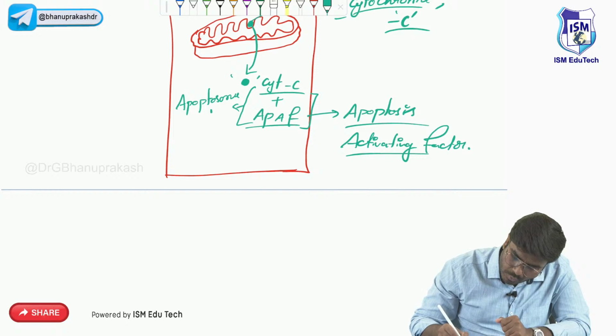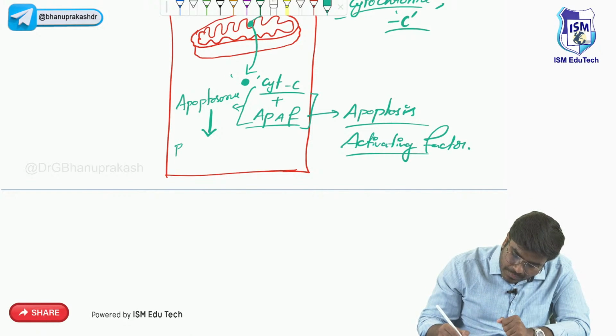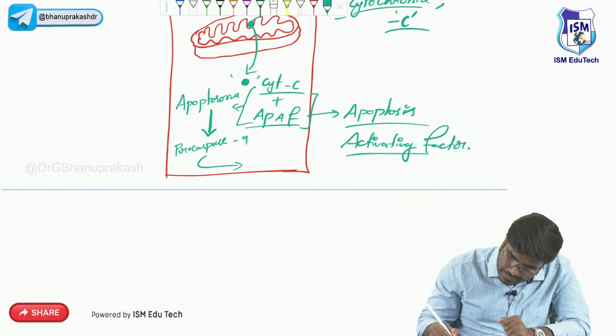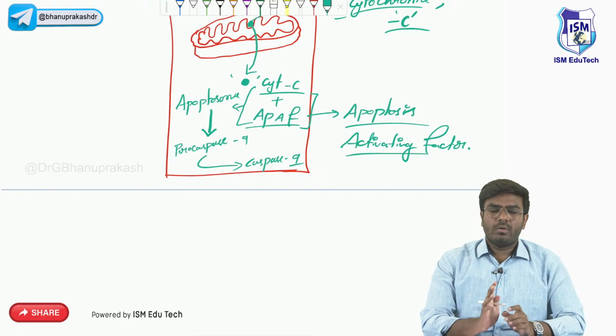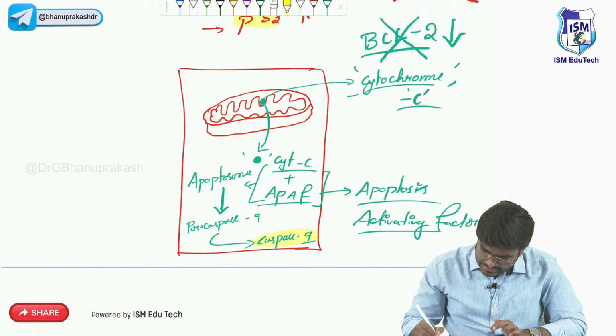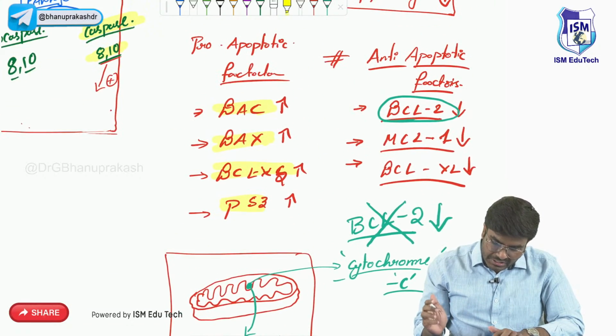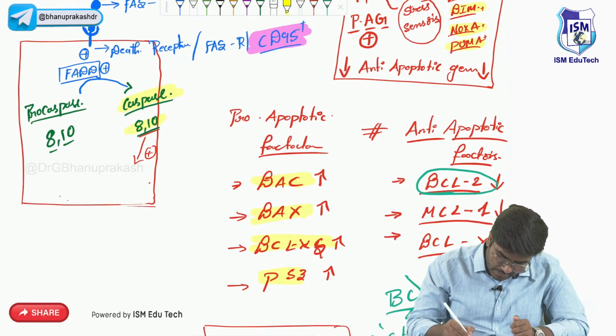Now this apoptosome, do you know what it will do? It will convert procaspase 9 into caspase 9. Procaspase 9 is being converted into caspase 9. Now, at the end of the day, in the cell, we are left with caspases. Here, in the intrinsic pathway, we have caspase 9. In the extrinsic pathway also, we are left with caspase 8 and 10.